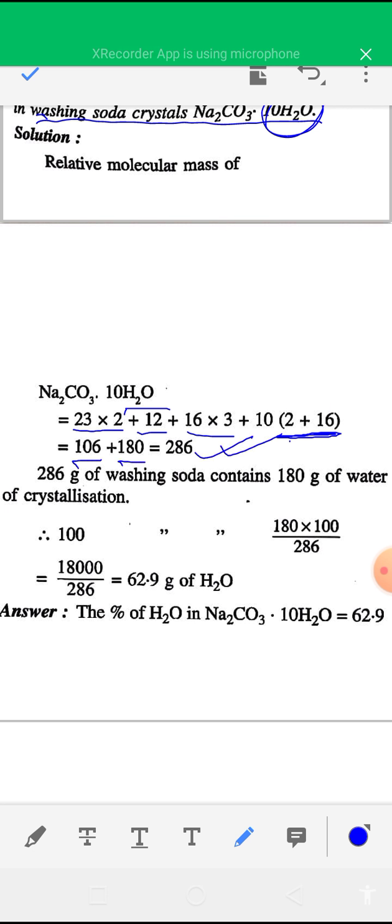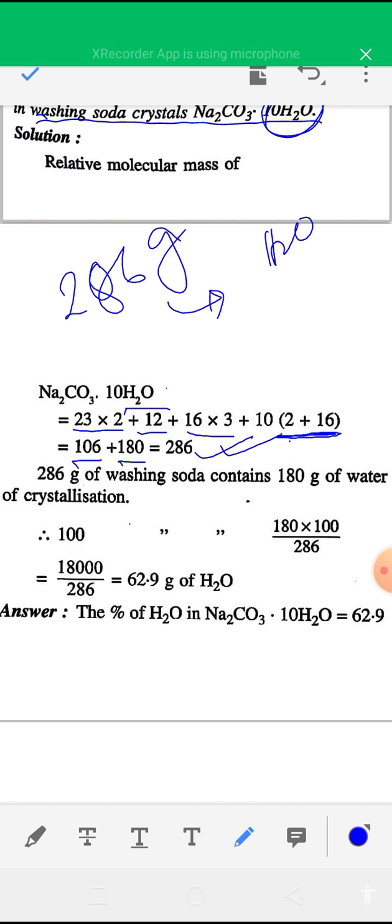Total mass of one molecule of Na2CO3.10H2O is 286. Okay, so in 286 gram Na2CO3.10H2O, the amount of water is 180 gram, because 1 water molecule means 18, so 10 water molecules means 180.